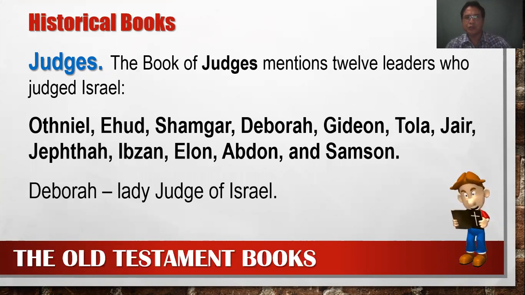In the book of Judges, it mentions 12 leaders who judged Israel: Othniel, Ehud, Shamgar, Deborah, Gideon, Tola, Jair, Jephthah, Ibzan, Elon, Abdon, and Samson. Deborah is the only lady judge of Israel.